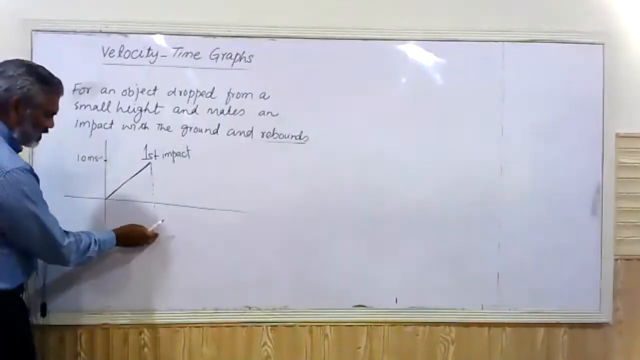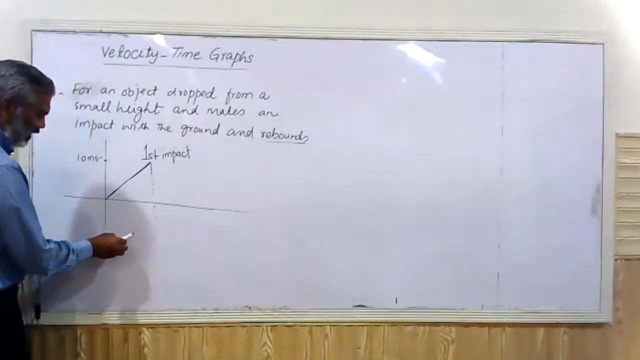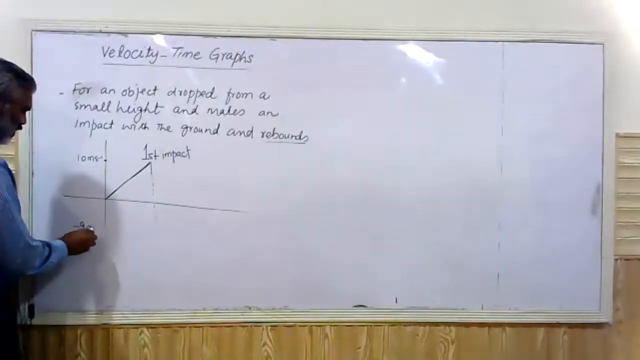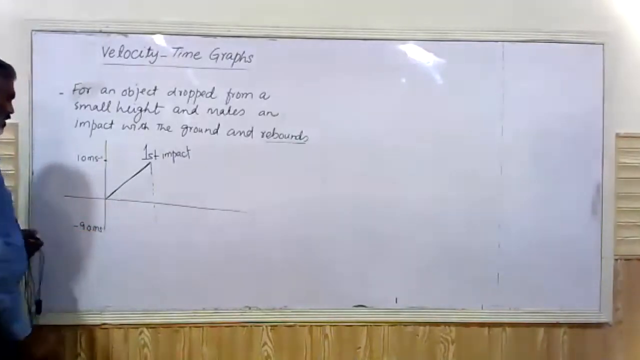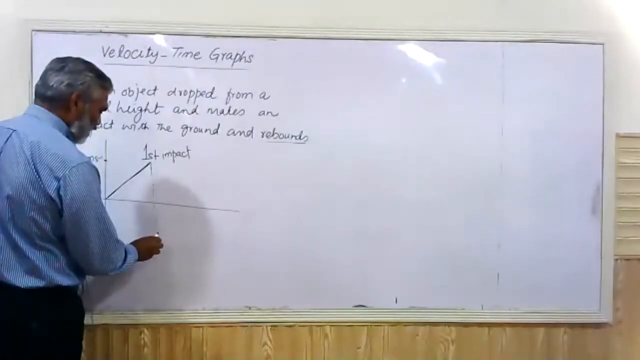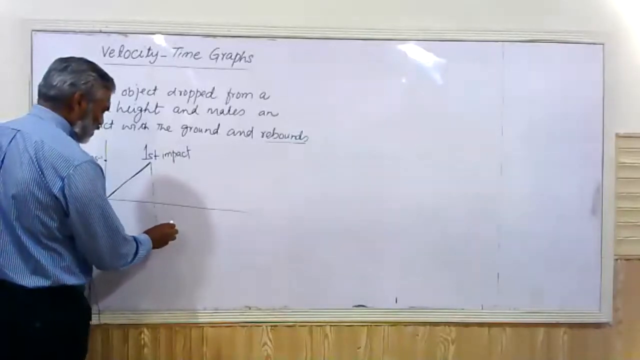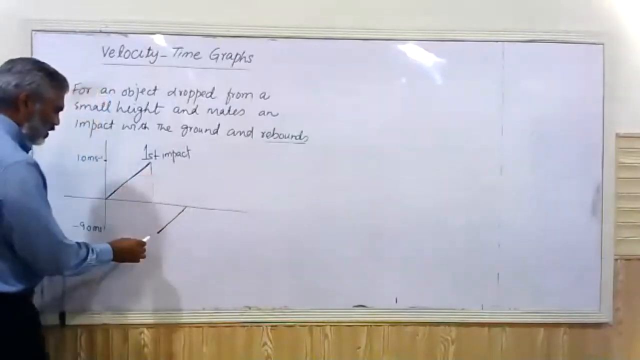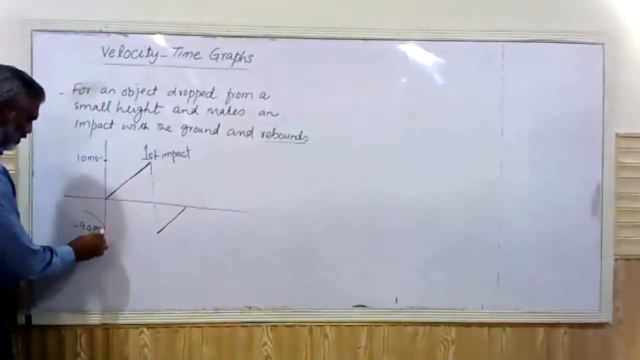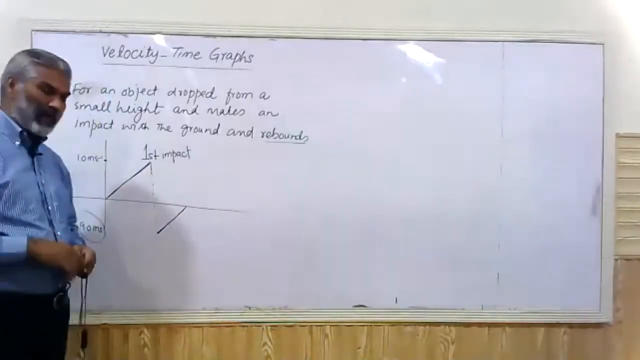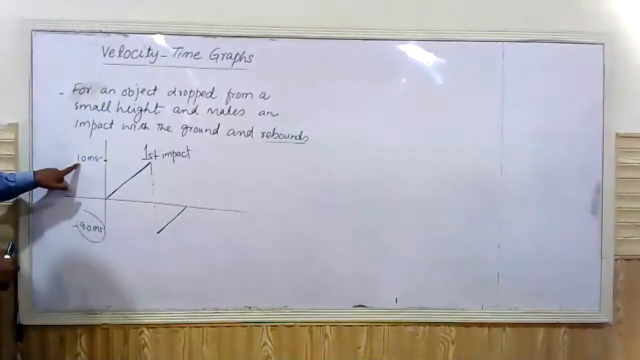This might be slightly smaller magnitude. This may be -9 meter per second or even less. So it rises, and this is a parallel line to this. But this is actually the speed with which it rises after the impact, slightly less than this.